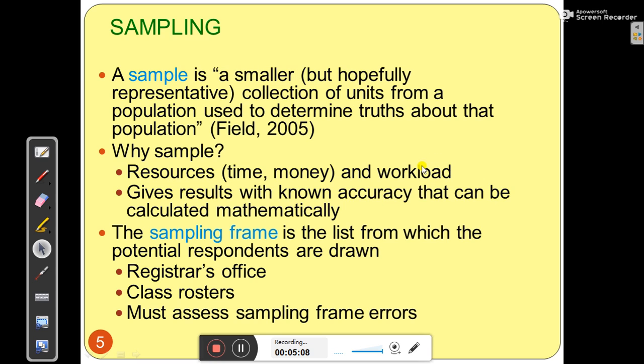That is why sampling, or a sample of a population, is needed while doing research. The sampling frame is the list from which the potential respondents are drawn. Here it says which potential respondents, or samples or instances, you are going to draw from the population. The sampling frame needs to be fixed.